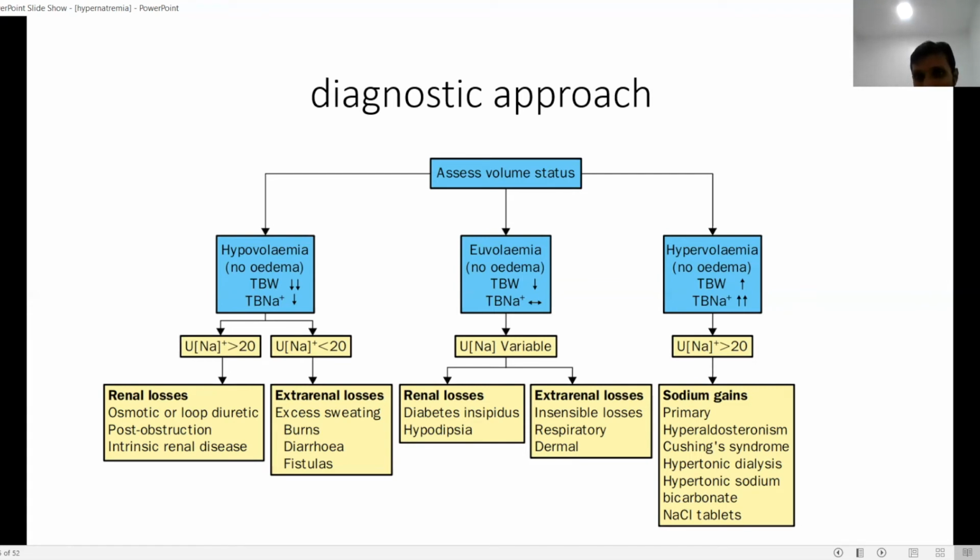And if the patient is hypervolemic, urinary sodium will be more than 20, and the causes may be primary hyperaldosteronism, Cushing syndrome, hypertonic dialysis, hypertonic sodium bicarbonate infusions, or sodium chloride tablet ingestion. And the third one is euvolemic patients. The total body water will be low, but the total body sodium will be normal, and urinary sodium will be variable according to the intake of that patient. It may be due to renal causes or extrarenal causes. Renal causes are mainly diabetes insipidus and hypodipsia in psychiatric illness patients. External losses are due to insensible losses via respiratory and dermal pathways.